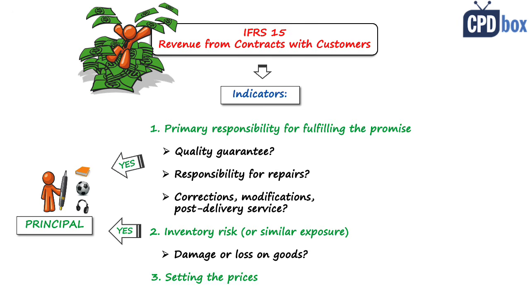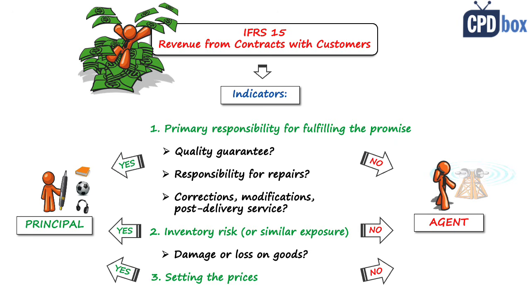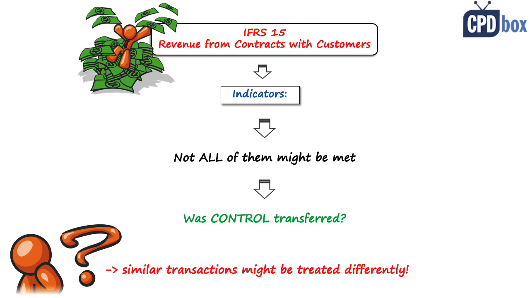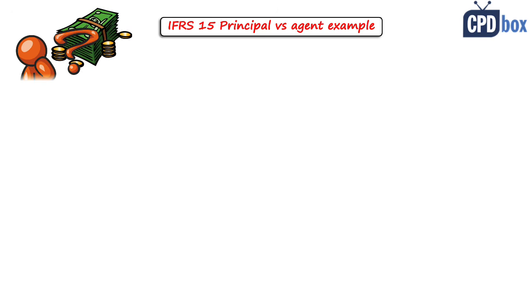Number 3, discretion in setting the prices. So if you can influence or set the final price of the goods or services, either directly or indirectly, then this indicates you are a principal. Well, if these indicators are not there, it indicates you are an agent. Well, these are only indicators. Sometimes one of them is met and the other one is not met. And in a similar situation, you should really think carefully whether control of goods or services was transferred or not. So it brings us back to the beginning. It's not so easy, and in reality, it can happen that two almost identical transactions are treated in a different way. Let me give you a few examples to illustrate.